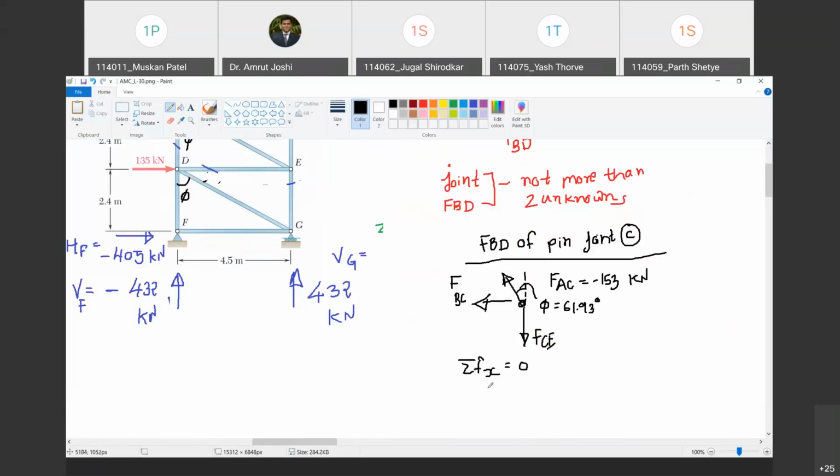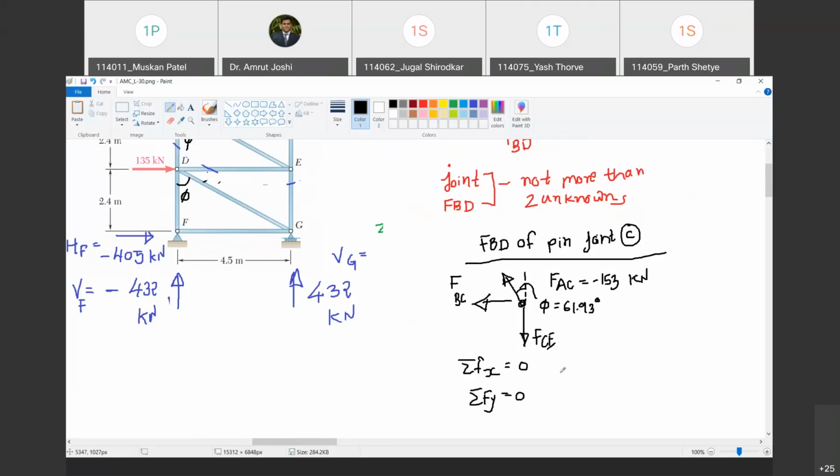Now which equation should I apply? Summation Fx equal to 0 or summation Fy equal to 0? Any can be applied, because FBC and FCE are in x and y directions. They don't have their components in one another. Are you with me? Yes, sir.